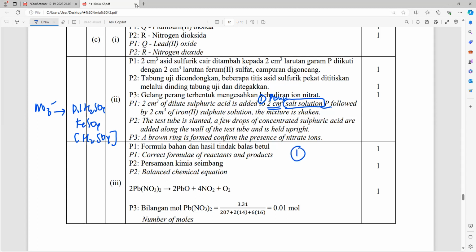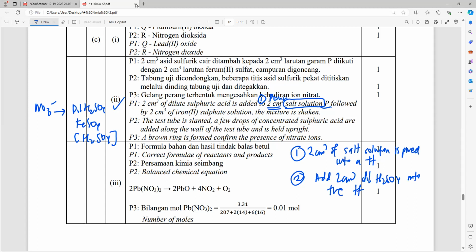So, number one, make sure you put that 2 centimeter cube of salt solution P is poured into a test tube. That's your first mark. Into a test tube. TT here is test tube, yeah? Point number 2. Add the first thing here. Add 2 centimeter cube dilute sulfuric acid into the test tube. Okay. Point number 3. Add the next one. Add iron 2 sulfate into the test tube containing the mixture.